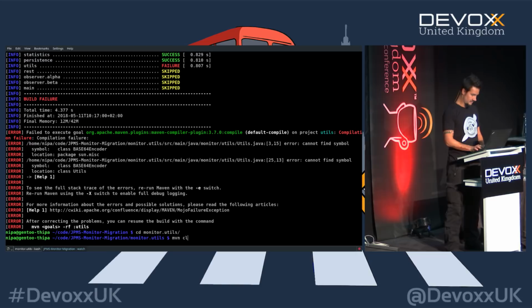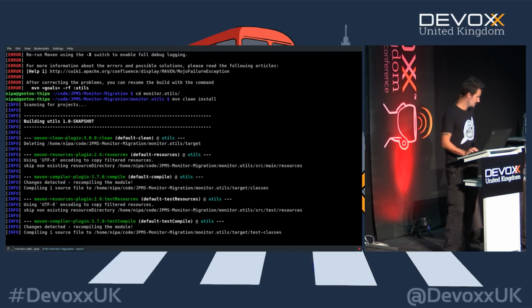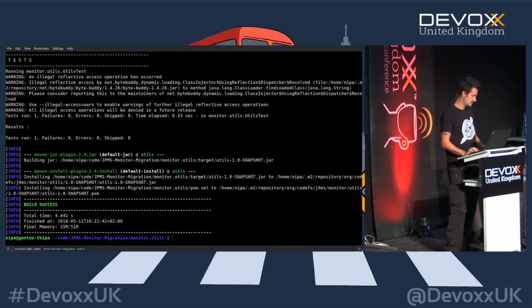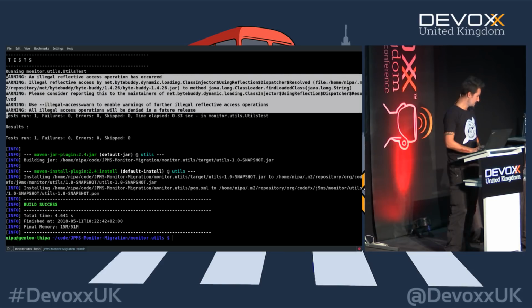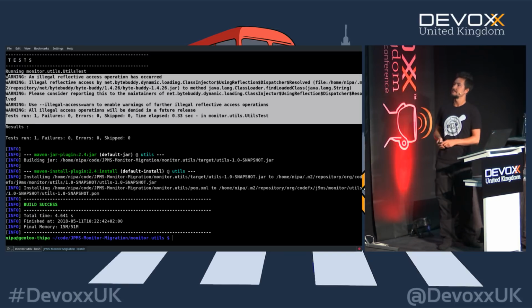There you go. So we just built this project now, just the one, to see where that works. So compilation already worked, that's nice. And now we run the tests, and now we get some warnings. Warning, an illegal reflective access operation has occurred. Okay, so this is another access to an internal API.